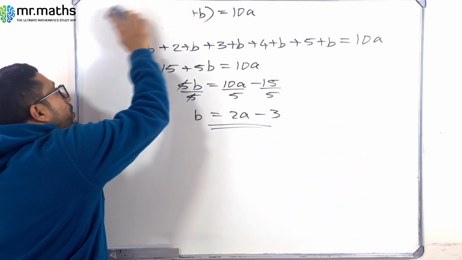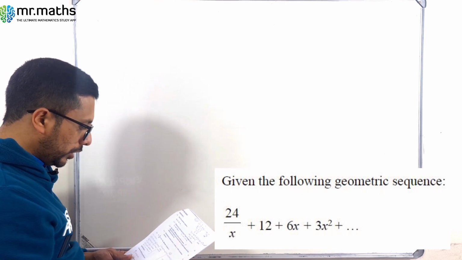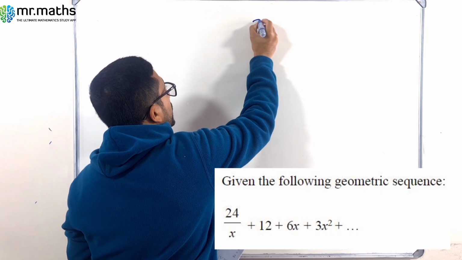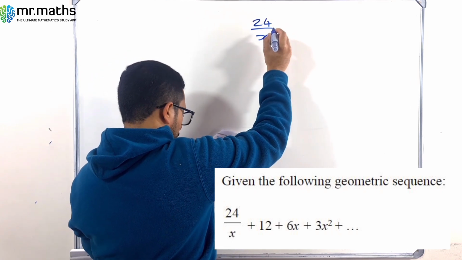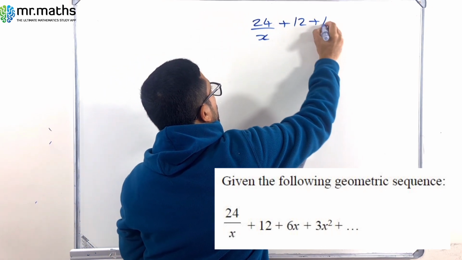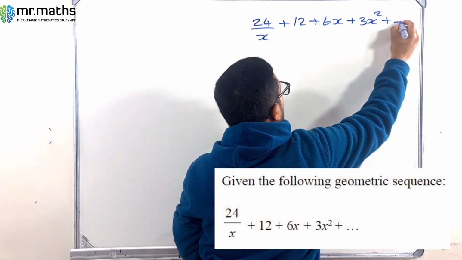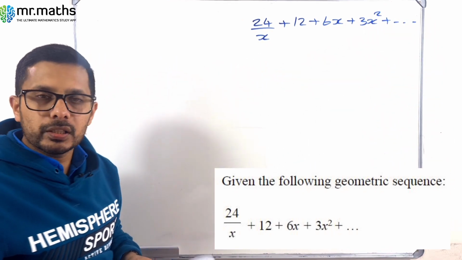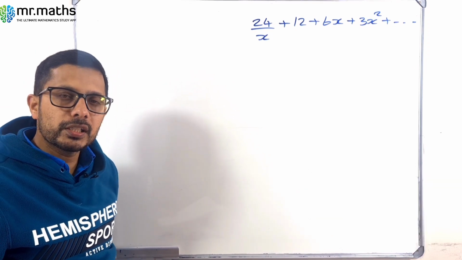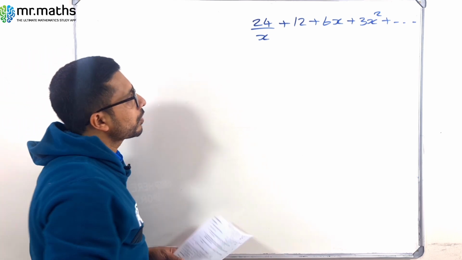Now let's move to the next question, question number 3. Given the following geometric sequence, so it is given that that one is a geometric sequence. And what is the geometric sequence? 24 by x plus 12 plus 6x plus 3x squared plus etc. So it is given in the question that that one is a geometric series. If it is a geometric series, definitely you can find a common ratio.